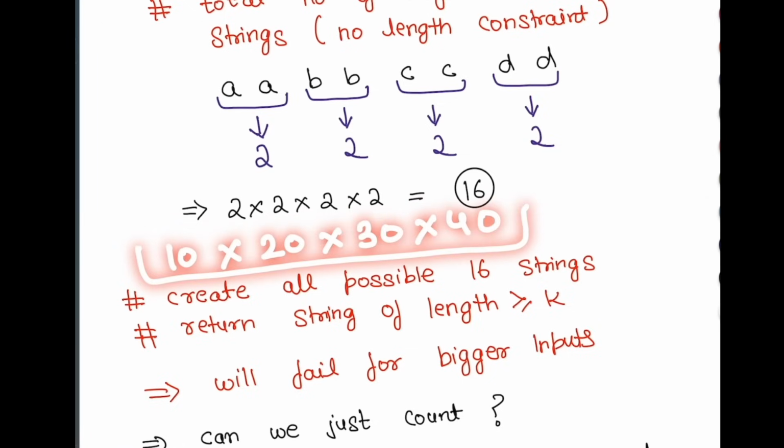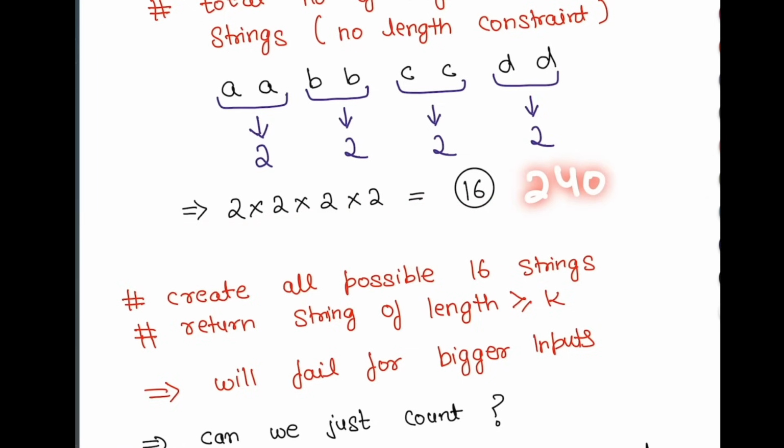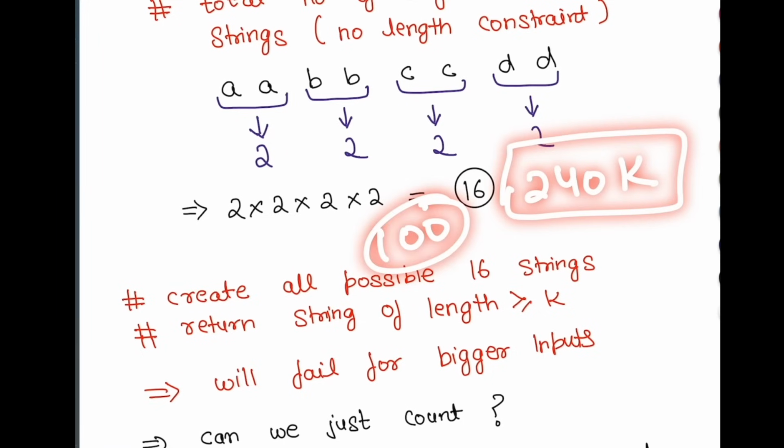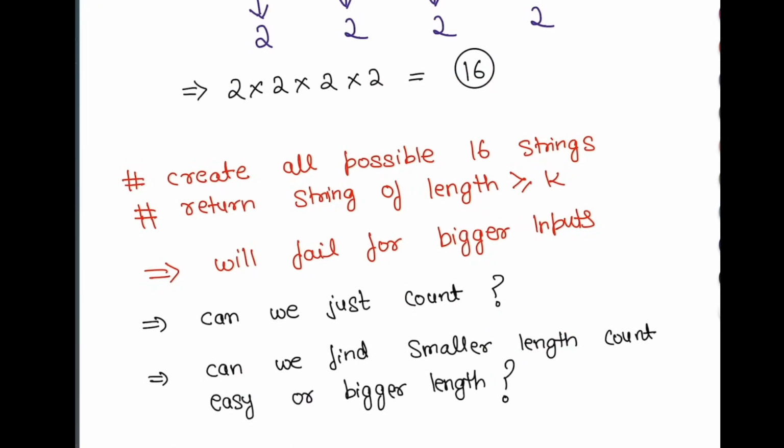Now if you try to find out the value of this, it is around 240k, 240,000 loops just for an input of 100. For a word of length 100, you will have to create these many strings, and out of this you will again have to do a loop to check what are the strings with length more than or equal to k. So that's for sure going to give time limit exceeded error. Maybe this can blow up the system, so do not even try this.